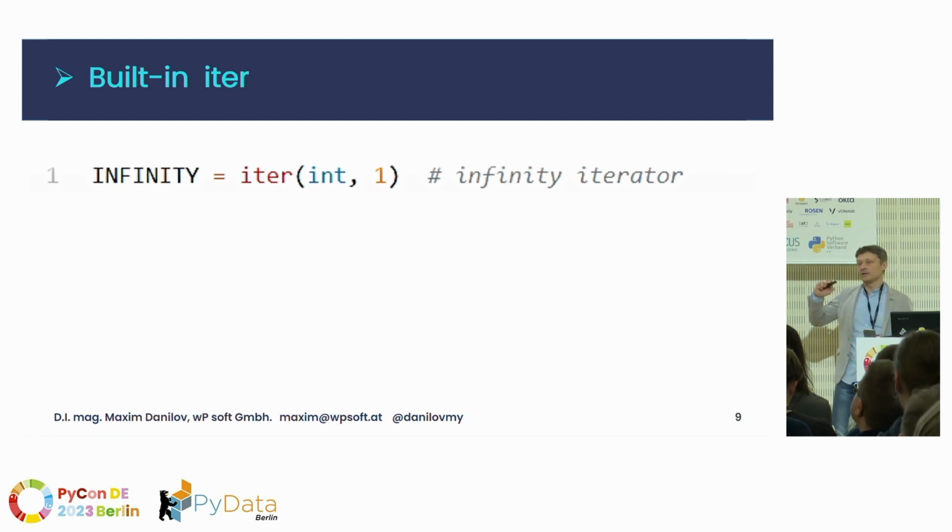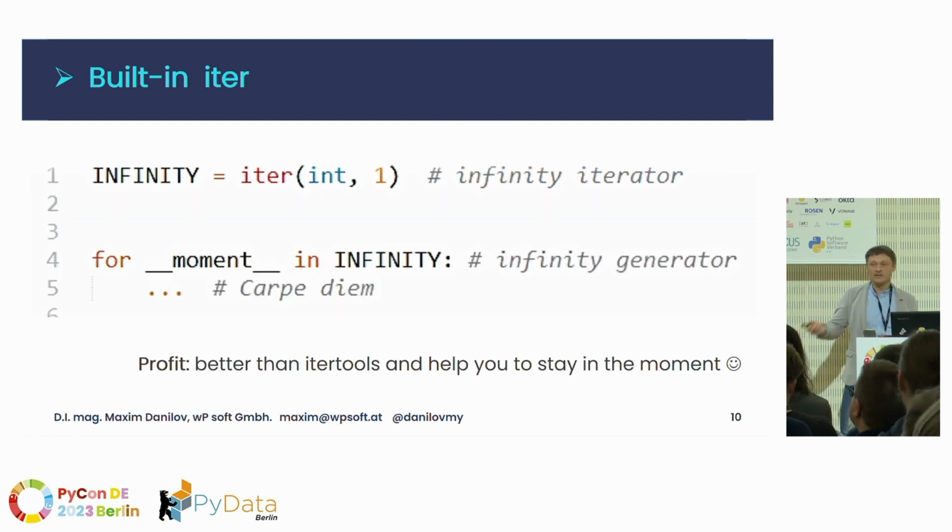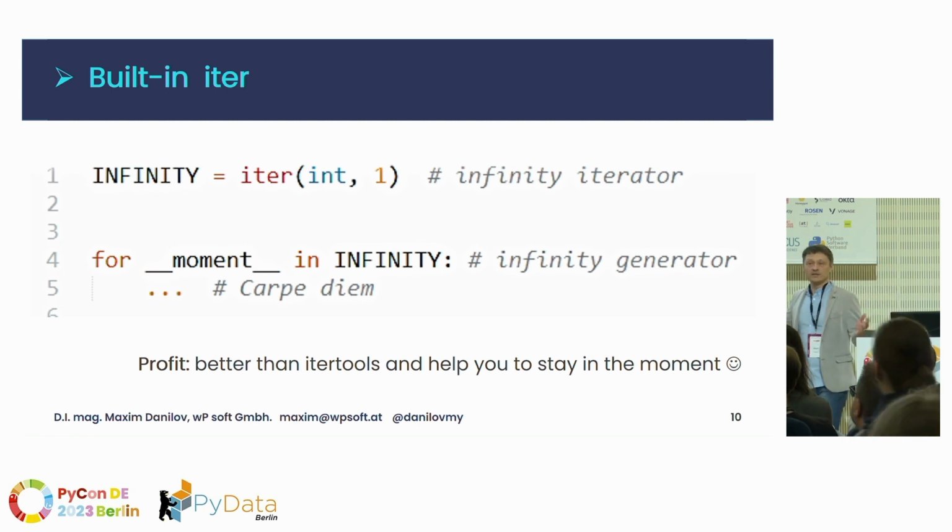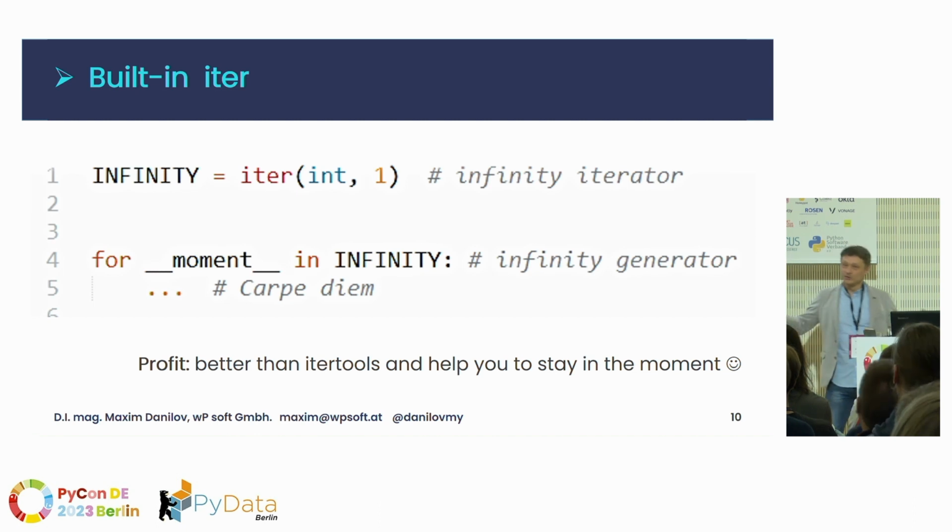After that, we can create an infinite generator. An infinite generator for the moment, in infinity, carpe diem, catch the moment, and do something. This construction is better than infinite generators from itertools, and this construction helps you stay in the moment. And I like it, and here I see the biggest important difference in loops.